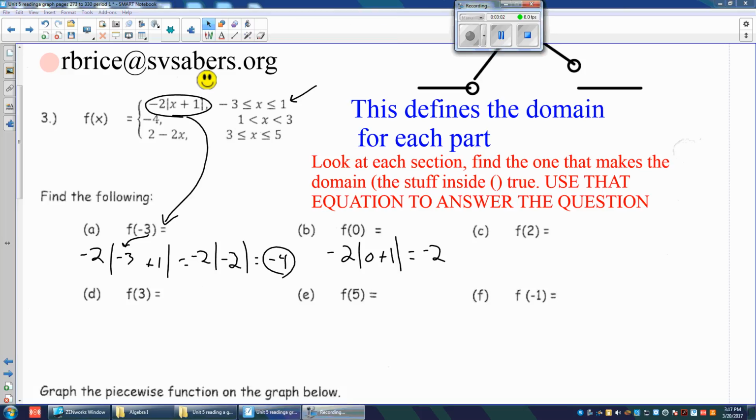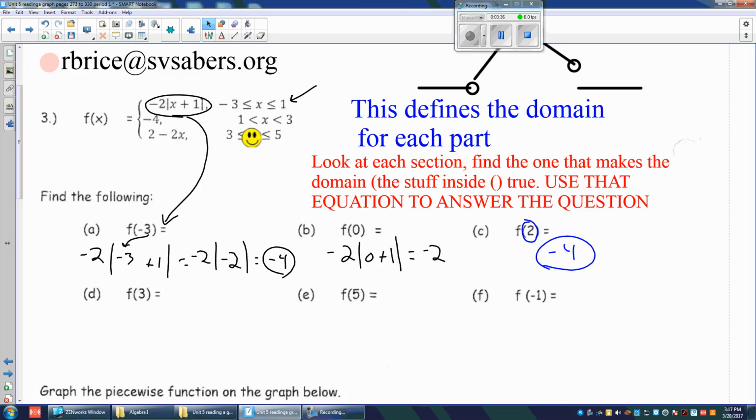Okay, this next one throws a little twist. Look for the 2. Let me see. Is 2 between 3 and 5? No. Is 2 between 1 and 3? Yes. So I'm going to use that equation. Yeah, use that equation. -4. Is there any x's? No. So I can't plug the 2 in anywhere. For anything between 1 and 3, all you do is say -4.